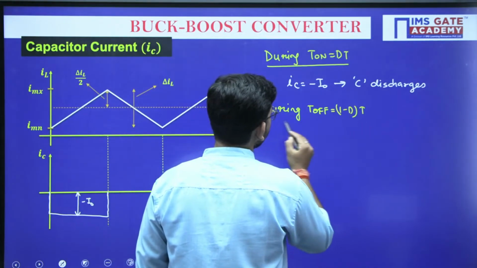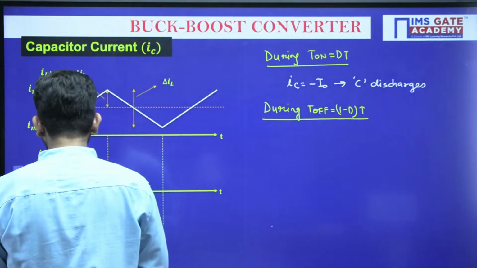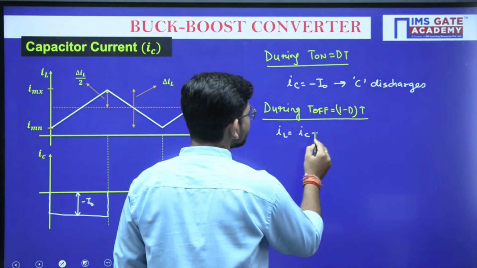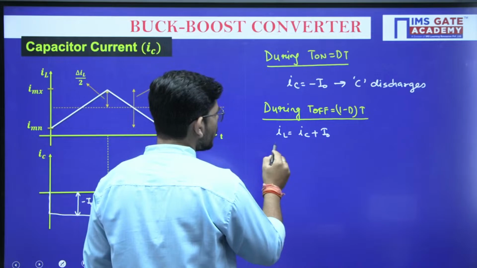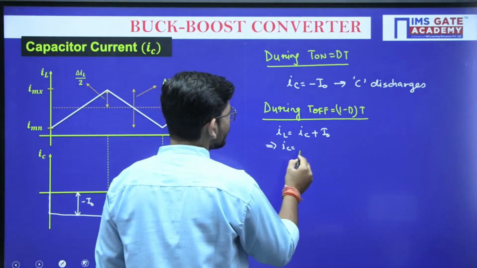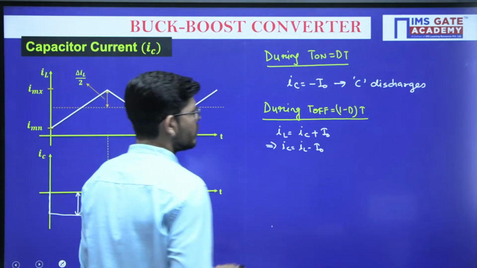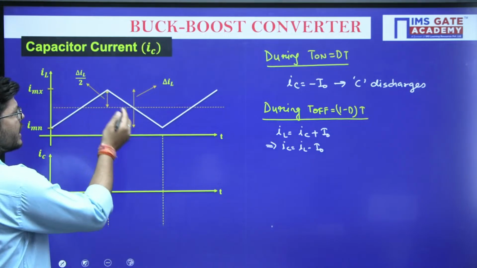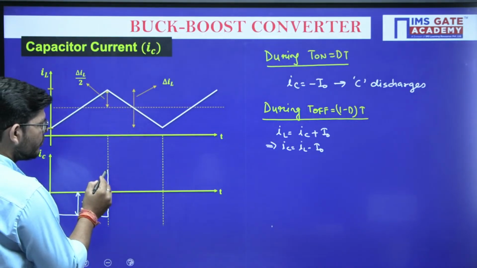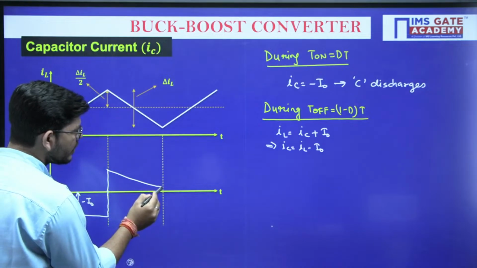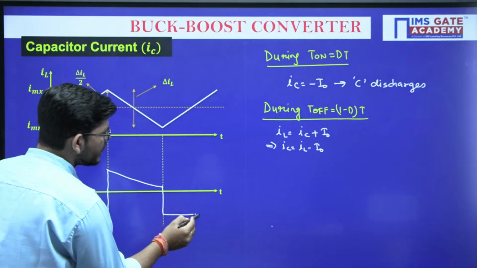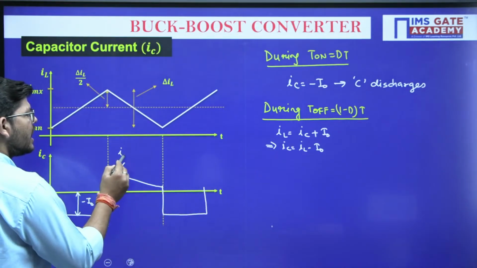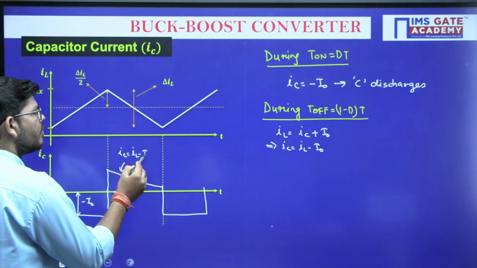So during the off period, the inductor current is equal to the capacitor current plus I naught, or we can write IC equals IL minus I naught, isn't it? This is IL, and we have to subtract I naught from it, so we will be getting this kind of figure here. This is the current IC, which equals IL minus I naught.